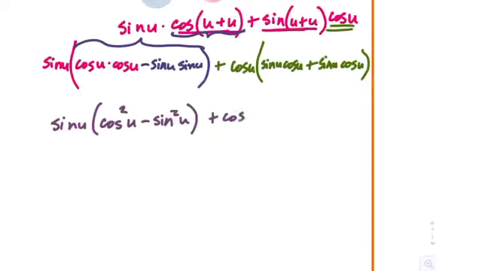Plus cosine of u times. Over here, I got sine of u cosine u plus sine of u cosine u. Those are the same terms. So one of those plus another one of those makes 2 of those.